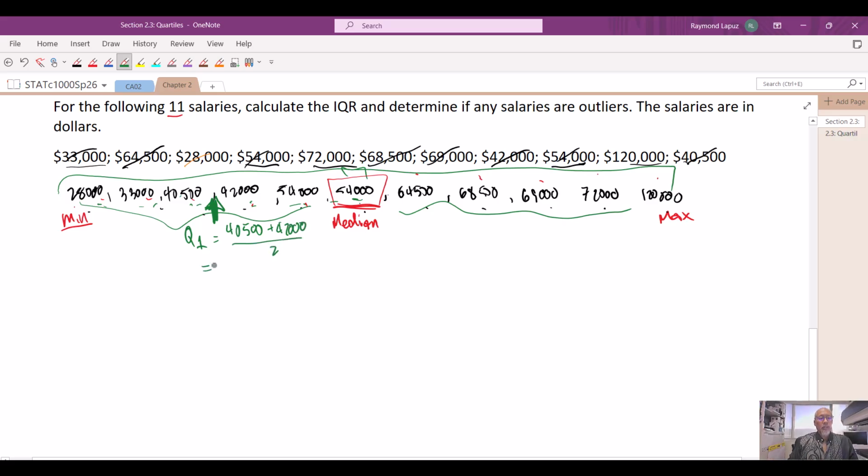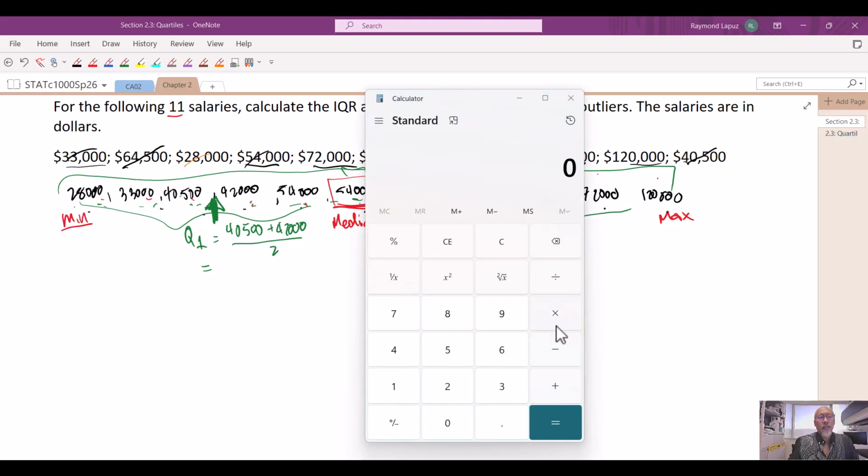I'll punch this in the calculator and tell you in a second. Just a little calculator tip, especially when you're adding things and then dividing. There's this thing called the order of operations that's important. So we want to make sure that we add the numerator first, and then so that's 40,500 plus 42,000. And then before I press divide, I'm going to hit equals, and so that is those 2 numbers being added. And now I'll divide this by 2, and I get 41,250.